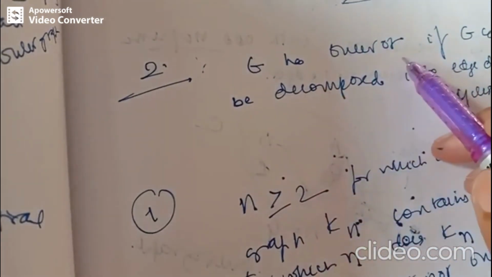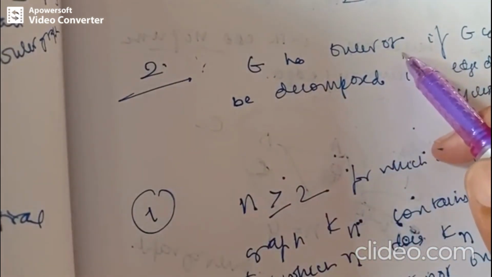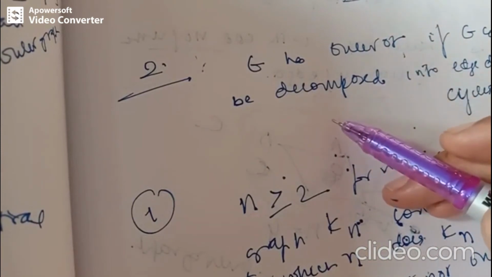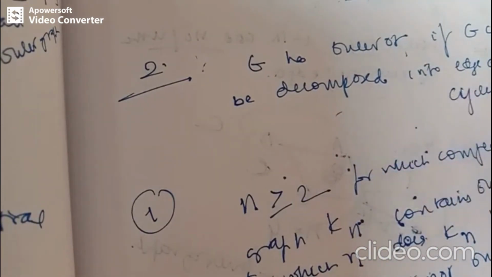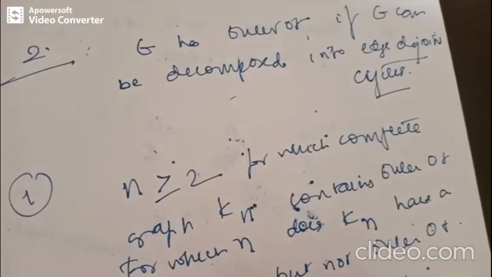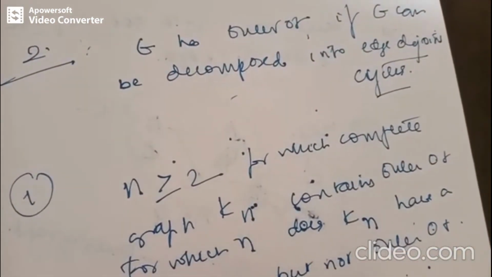Next theorem: it is said to be a Euler circuit if and only if G can be decomposed into edge disjoint cycles. Okay, edge disjoint cycles. So next let's see a problem related to this.